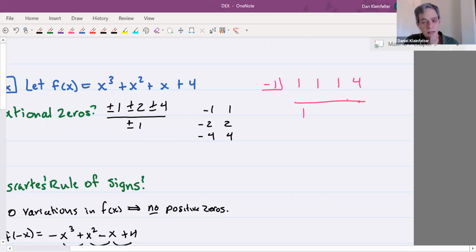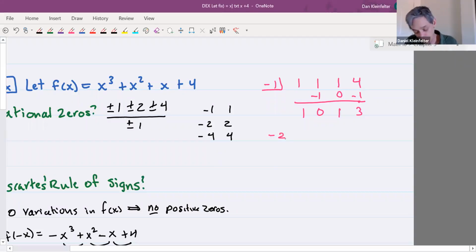Okay, so we're going to repeatedly multiply and add, and then hopefully we will get to where we have a 0 remainder, which will tell us we've got a 0. Okay, so negative 1 times 1 is negative 1. Here we're adding, getting 0. Negative 1 times 0 is 0. Adding will get 1, and then this gives us 5, not 0. So it's not -1.